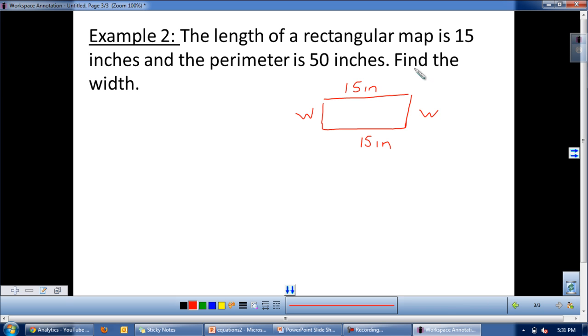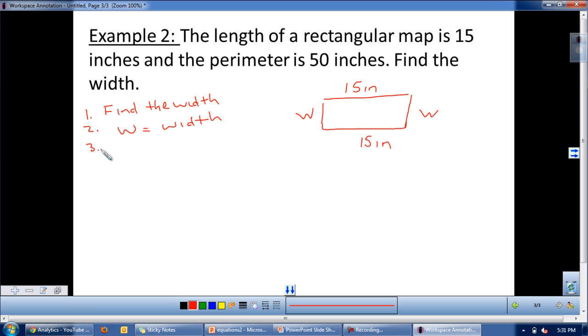Alright, here it says find the width. So first step, that's what we need to do, right? Find the width. Second step, well, I've somewhat assigned a variable for our width. Okay, so W, that's going to be our width.